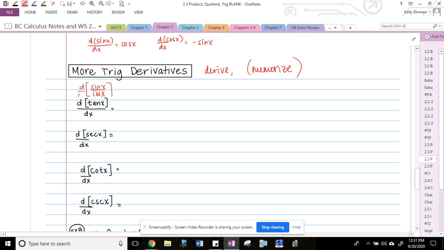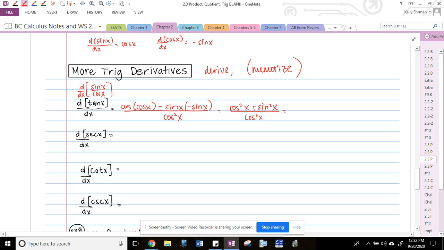So really, we're saying, what's the derivative with respect to x of this rational function? And we can use our quotient rule for that. So low d high minus high d low all over low low. That becomes cosine squared x plus sine squared x over cosine squared x.